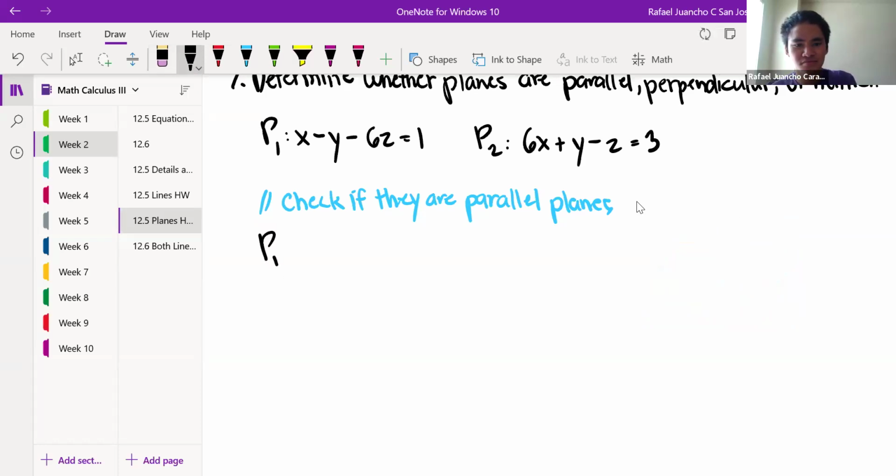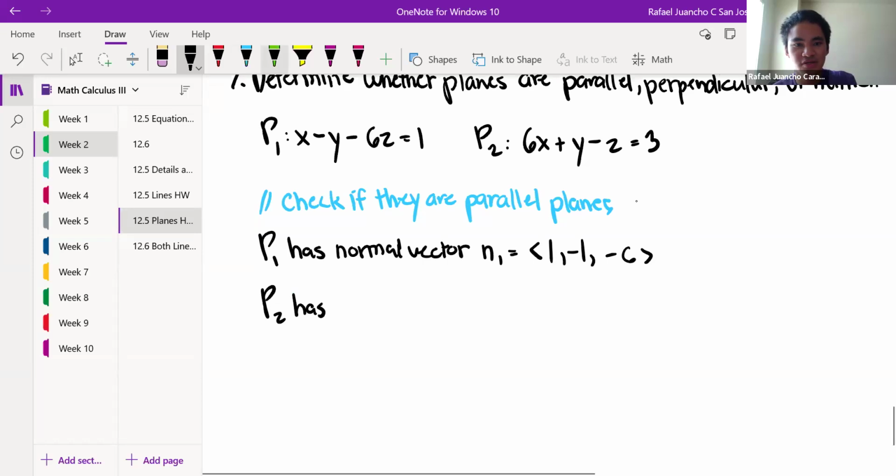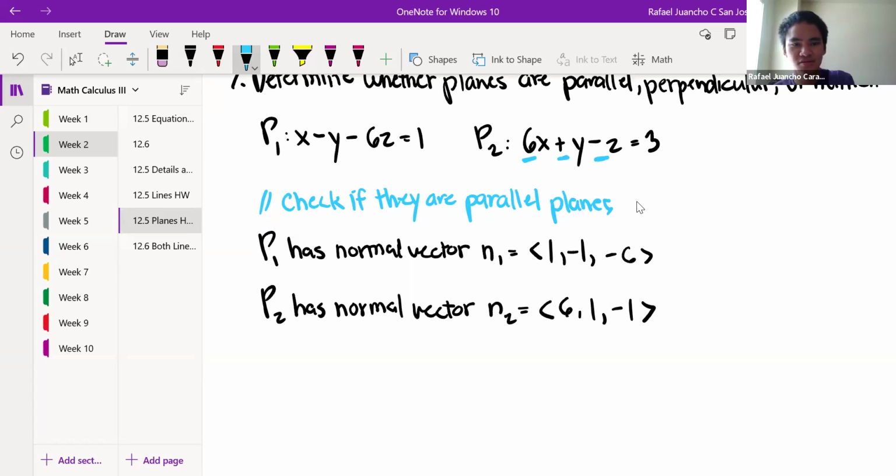So P1 has normal vector, let's say n1, which has components 1, -1, -6, right? And P2 has a normal vector n2. This is 6, 1, -1. Done. Right? 6, 1, -1.